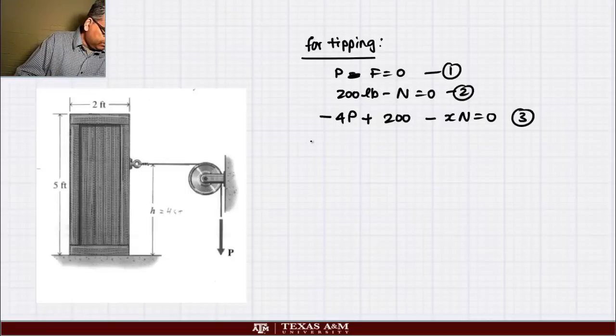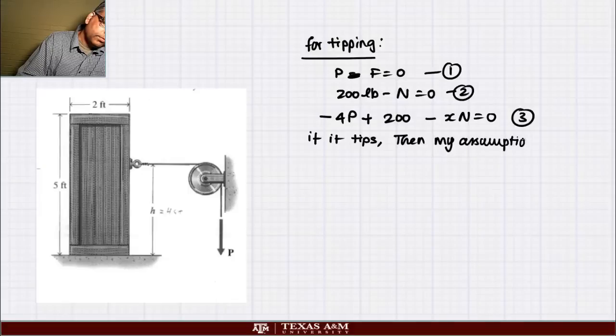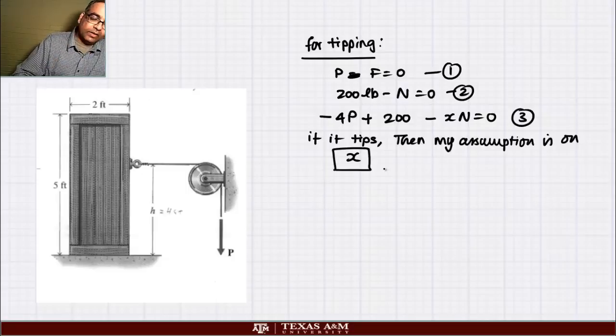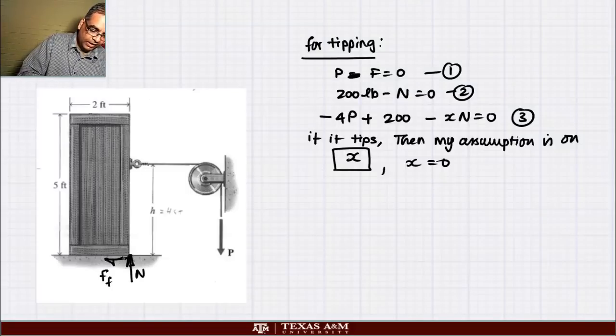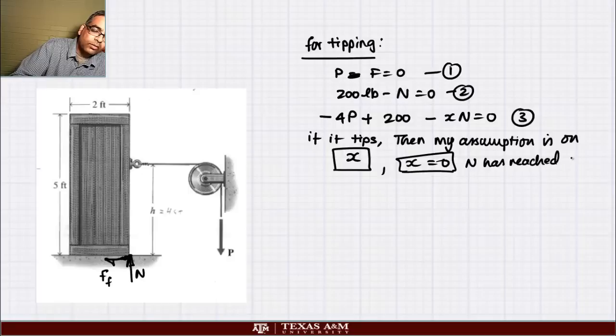So what happens at tipping? If I want it to tip, then my assumption is on x, and it says put x equal to 0. That is, I have reached this corner. My normal force is at this corner, my friction force is here, everything is acting at this corner. That's what I mean. Okay, that's what x equal to 0 means. N has reached the corner. Let's see if that works.